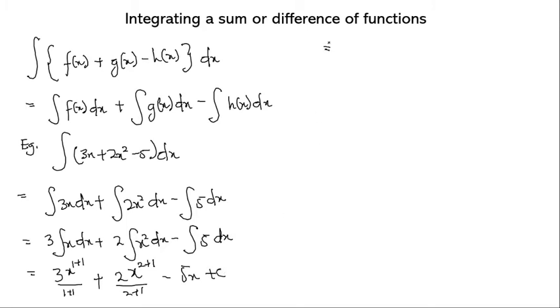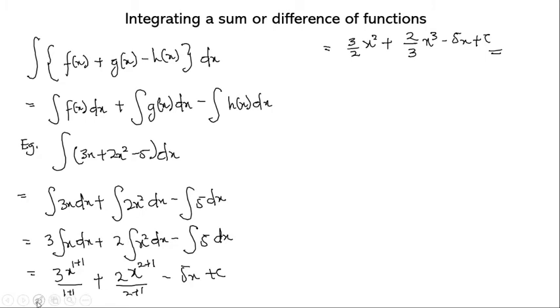So it means our final answer after this will be 3 on 2 multiplied by x squared, plus 2 on 3 x cubed, minus 5x plus c as our answer for this particular example. Now let's look at another example.